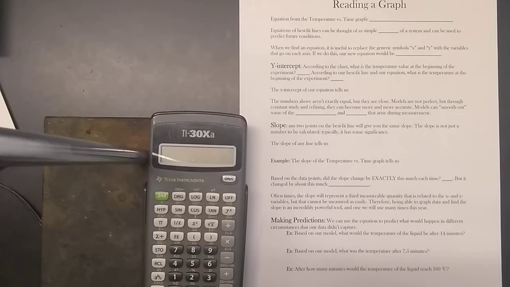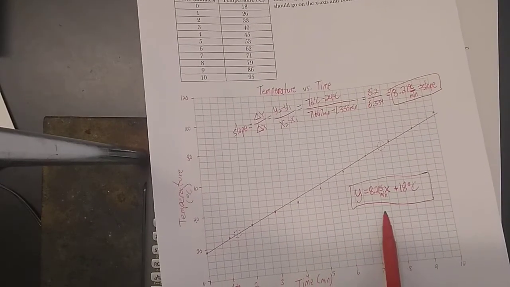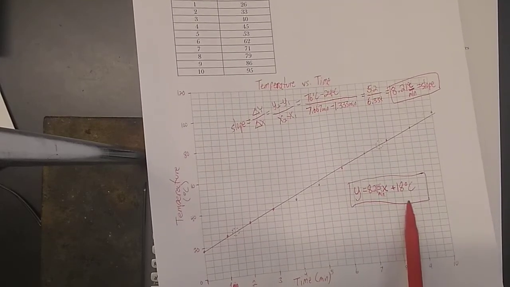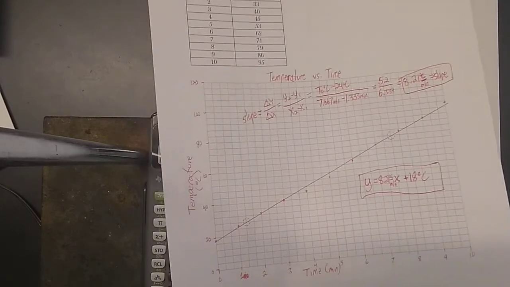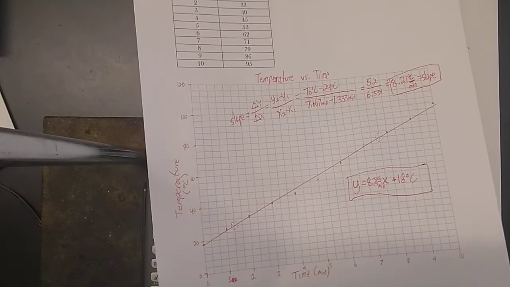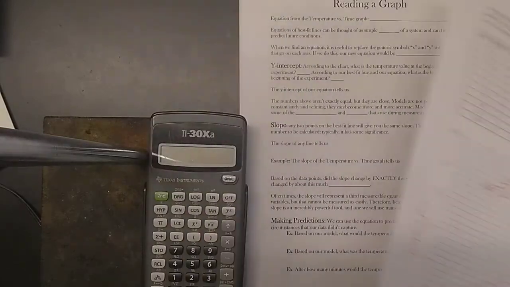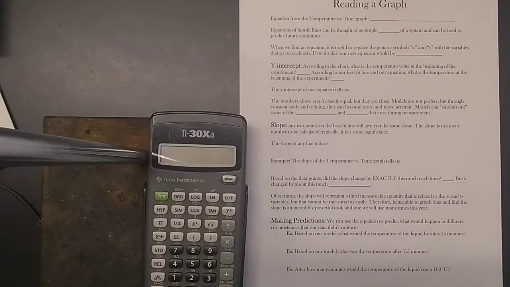So, to start off, for reading a graph, let's take the equation from our temperature versus time graph, the equation of the best fit line. And I should point out that depending on how you drew your line of best fit, you're going to get something slightly different from me. If you actually go through and measure your actual slope and y-intercept, it probably is very close to this, but it's probably not exactly the same. And that's absolutely fine, okay? Everyone's going to draw slightly different lines of best fit.